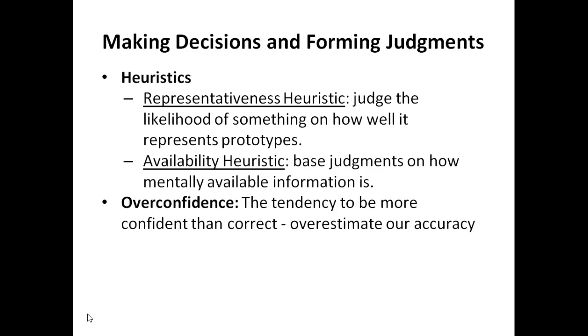A second influence of making decisions and forming judgments is overconfidence, the tendency to be more confident than correct. We tend to overestimate our accuracy. I do this all the time where I'm like, no, this is the right way to do it. This is what that answer is, or this is what this is. And I'm overly confident, but that doesn't mean that I'm always correct.